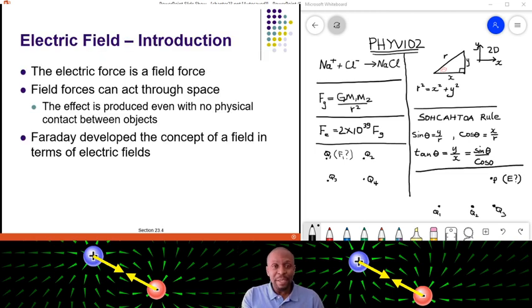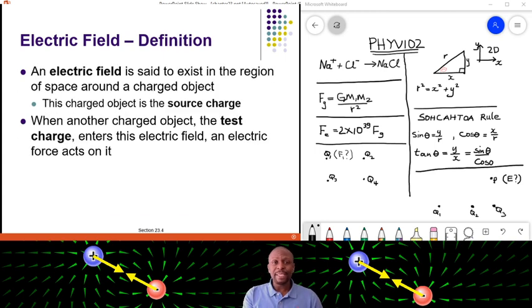Now, let me introduce you to the electric field. The electric force is a field force. A field force can act through space. The effect is produced even with no physical contact between the objects. This is what we have seen when we were discussing charging by induction. Now, Michael Faraday developed the concept of a field in terms of electric fields. An electric field is said to exist in the region of space around a charged object.